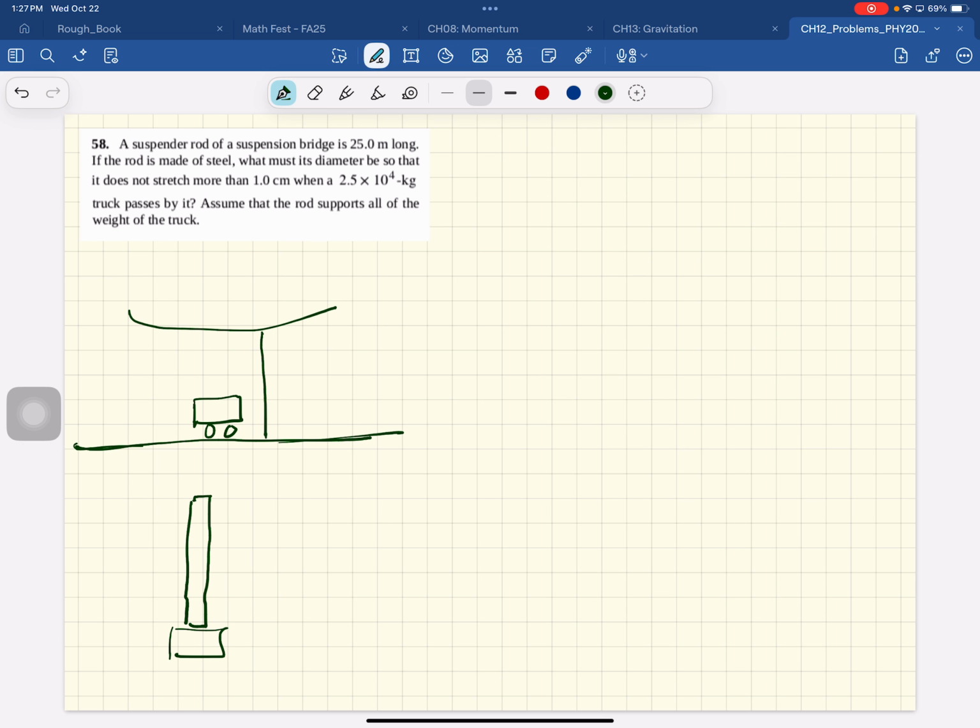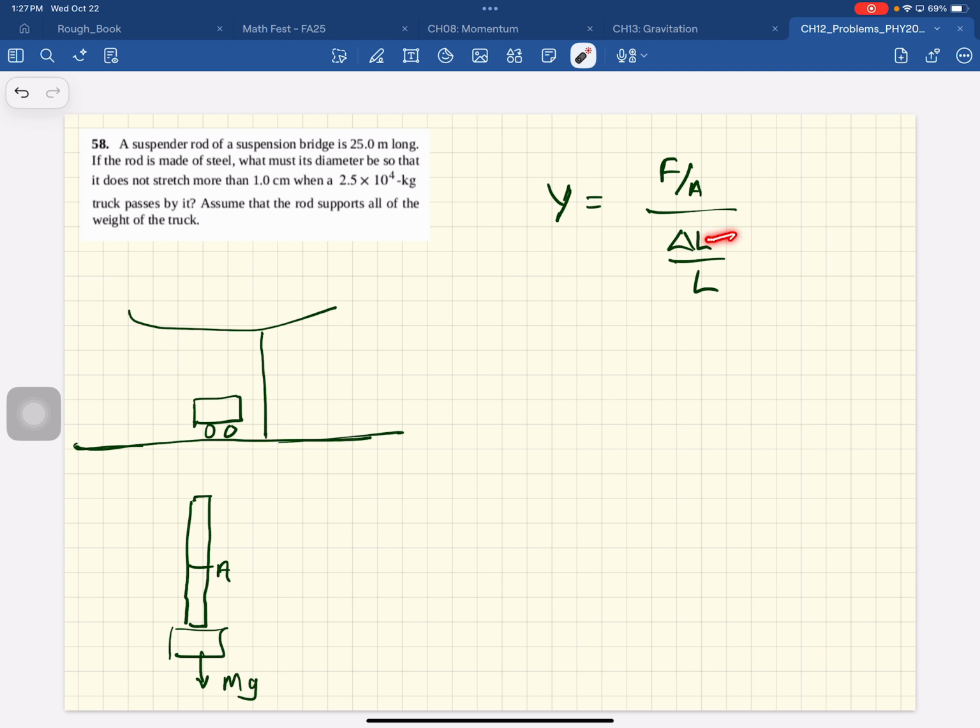The Young's modulus for steel is the force per unit area. The force is the weight of the truck, A is the area, divided by the stretch over the length. And they tell us we want a stretch of 1 centimeter for this cable that was 25 meters long. What is it that we want to find? What must be the diameter? So we are trying to find the area of cross section. You understand that the thicker the cable, the less it'll stretch. We're just trying to find the minimum thickness we want, because thicker cables cost more money. So A is equal to F over Y times delta L over L.